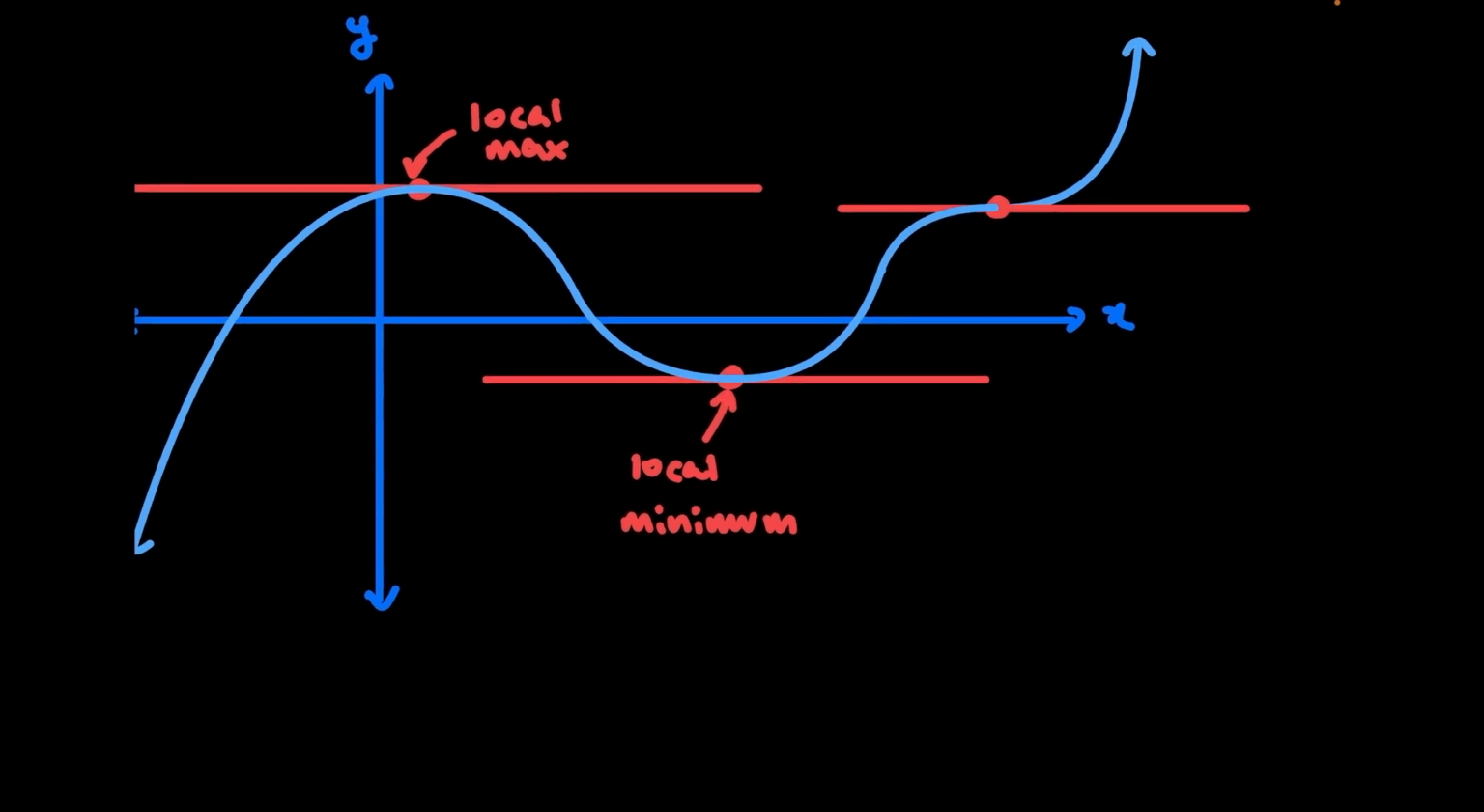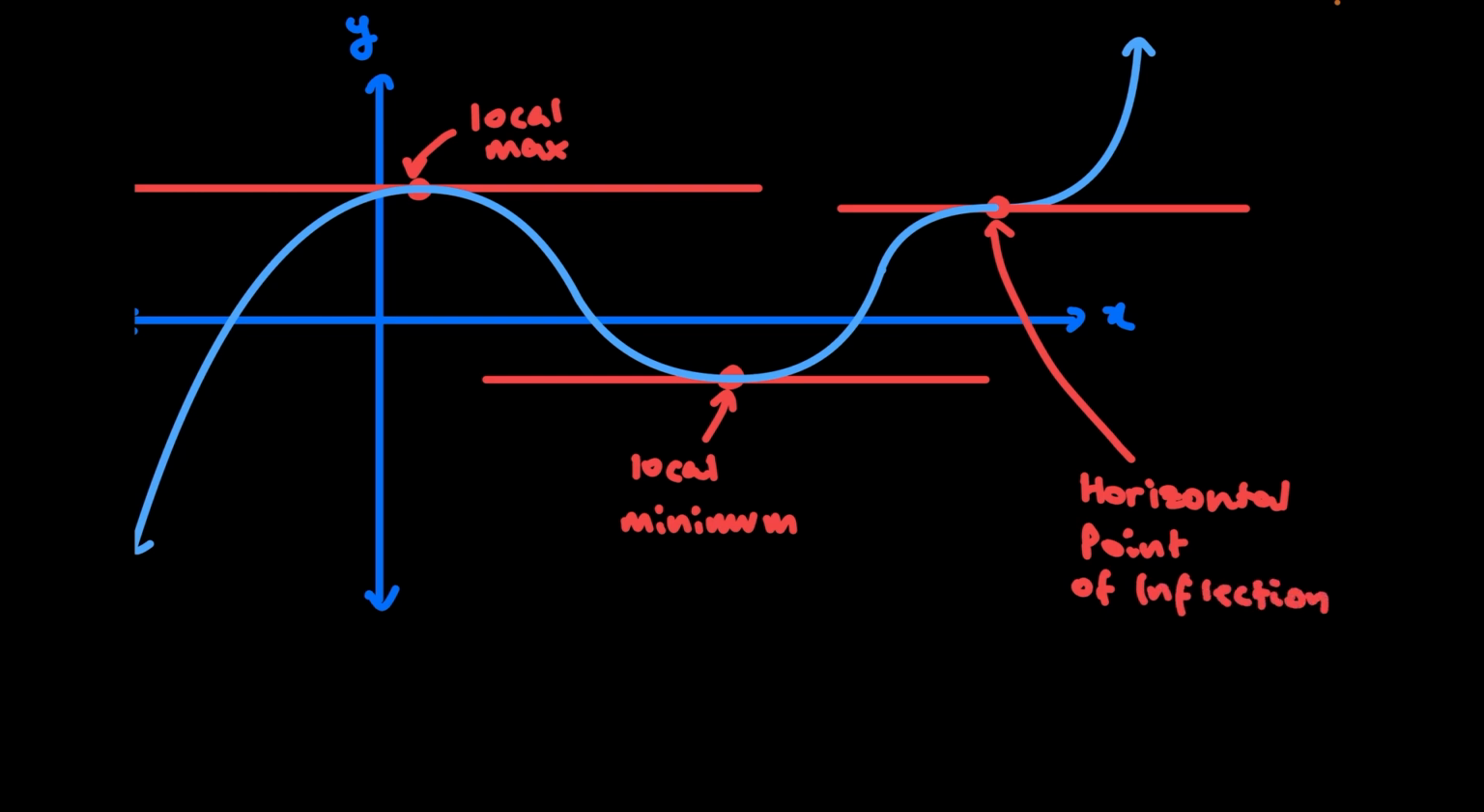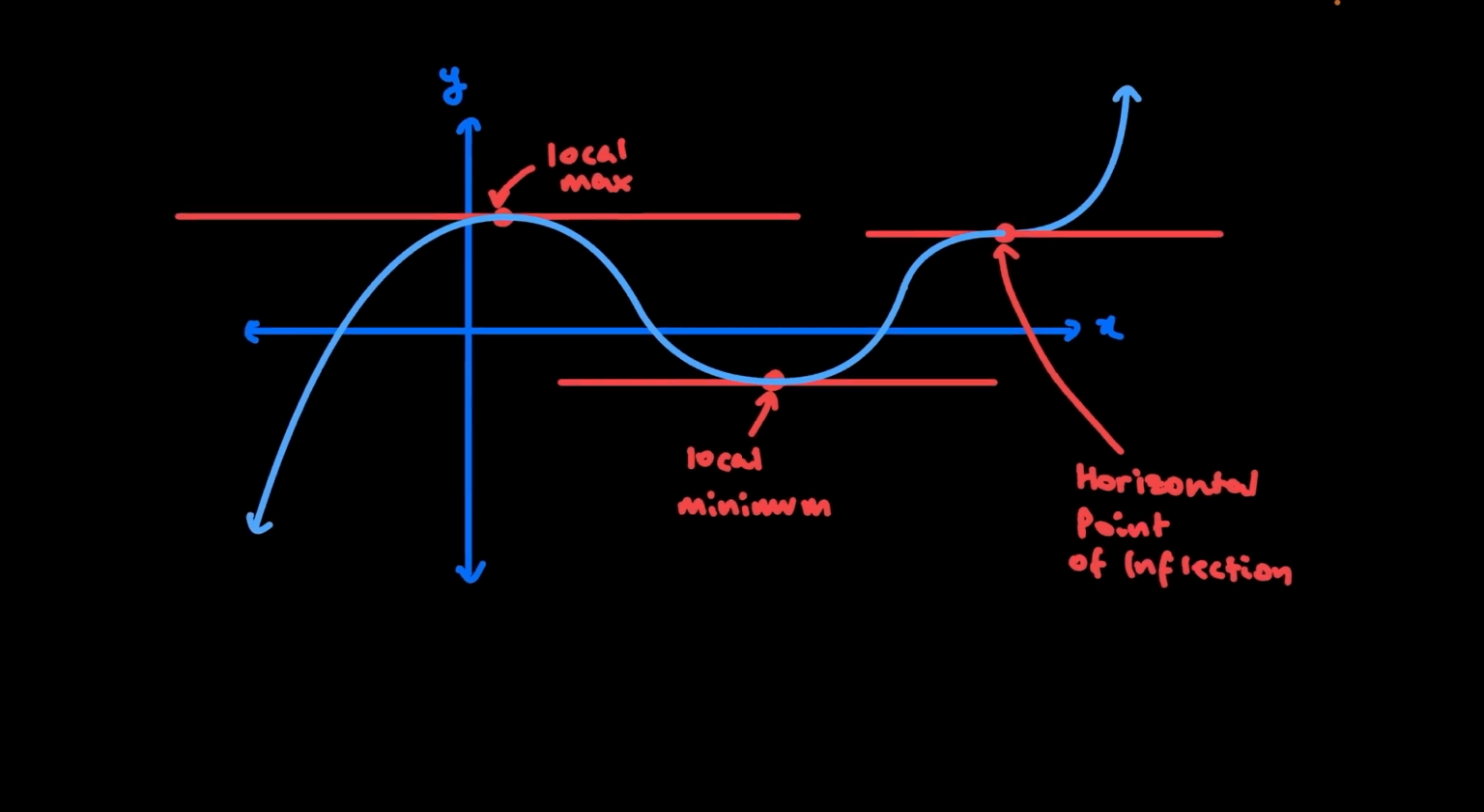And the last stationary point I've identified on this function here is this one here. This one is called a horizontal point of inflection. What is a point of inflection? I'll do that in the next video.